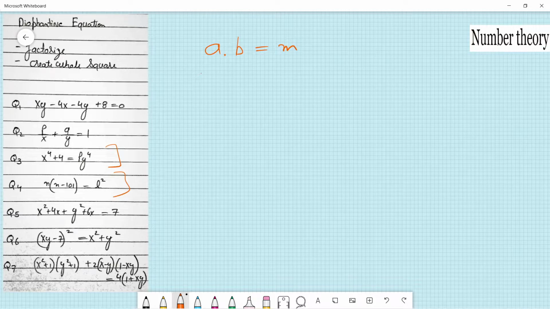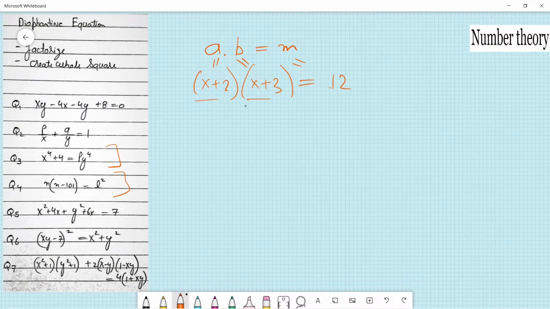Instead of this, we were having something like (x + 2)(x + 3) is 21, something like this. So here a is x + 2, b is x + 3, and m is 21. Instead of 21, let's take it to be 12. Okay. Now, as I've told you before, knowing their GCD can be very useful. And why is that? Let's see.